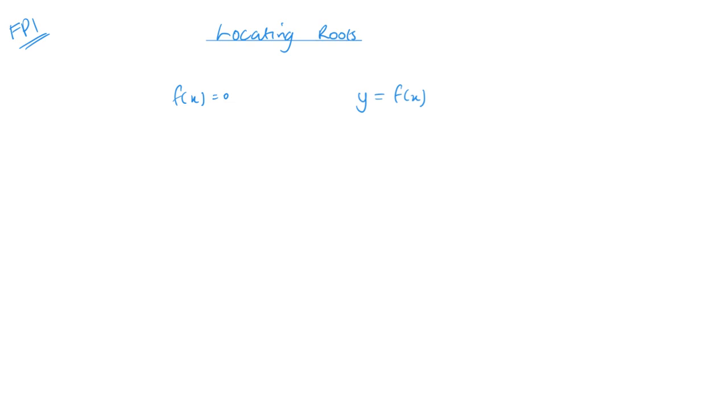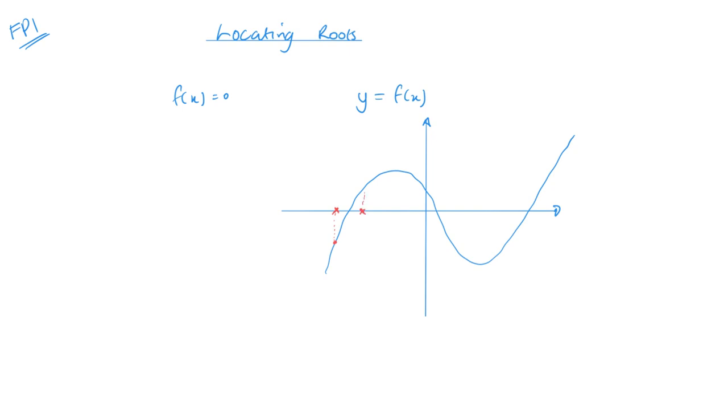Now, if the function f of x is continuous on the interval between a and b, and f of a and f of b have opposite signs, then there's at least one root. What I mean by that is, if I had a graph that looks like this, and I find a value of x here, it's going to produce a negative value for f of x or y, and then I find a value of x here, and it's going to produce a positive value for f of x or y.